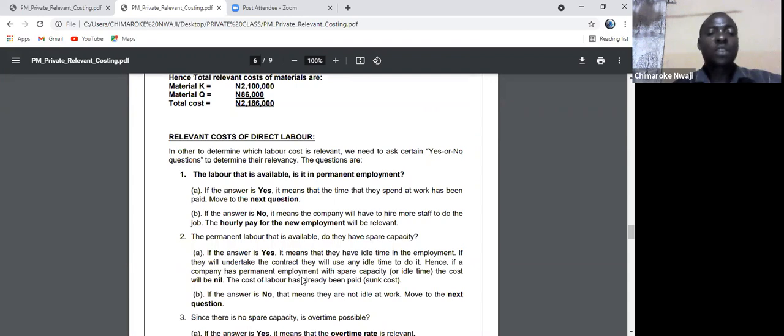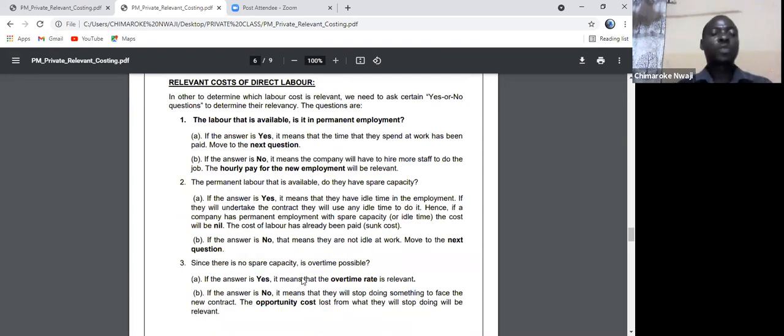Let's look at the relevant cost of labor, because we said material and labor are the two most frequently used in performance management, and they are variable costs. They are relevant costs. In order to determine which labor cost is relevant, we will also ask 3 yes or no questions, just as we did in material cost. And our answers to those questions will determine which of the relevant costs apply.